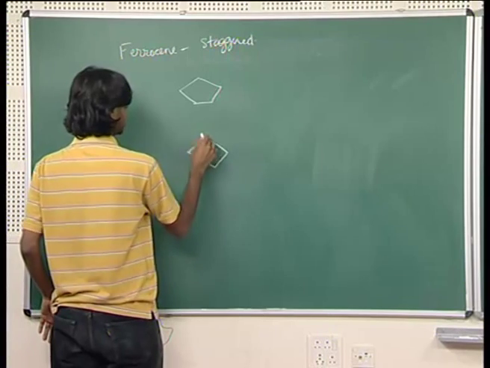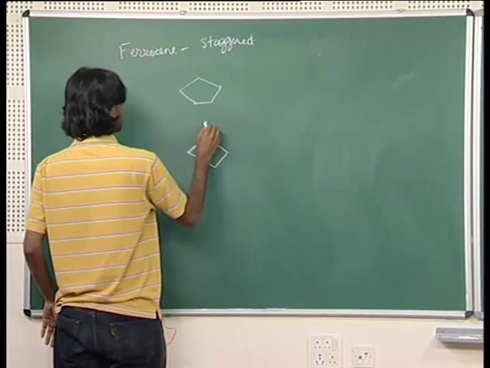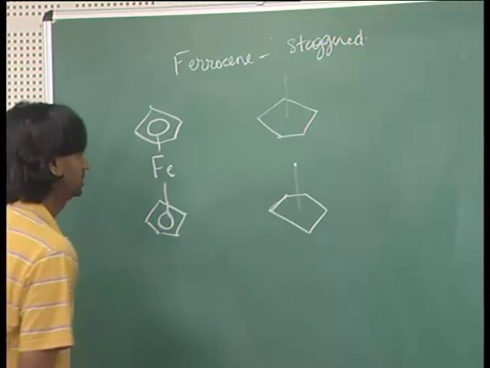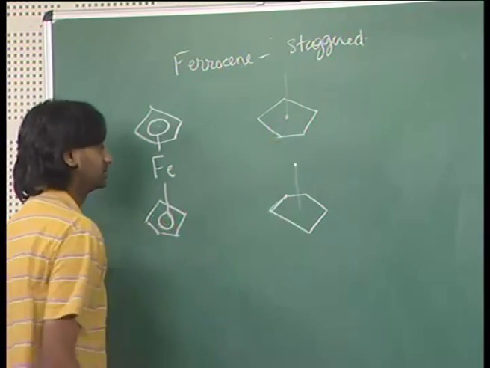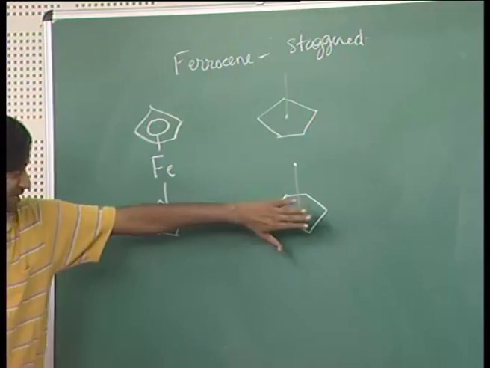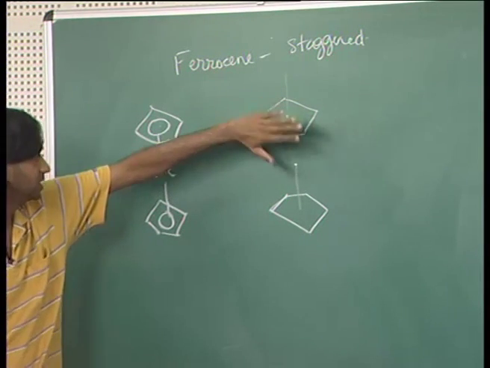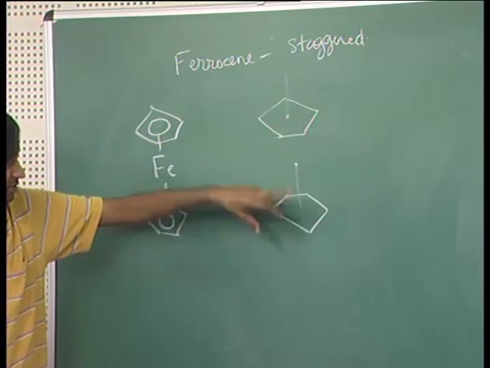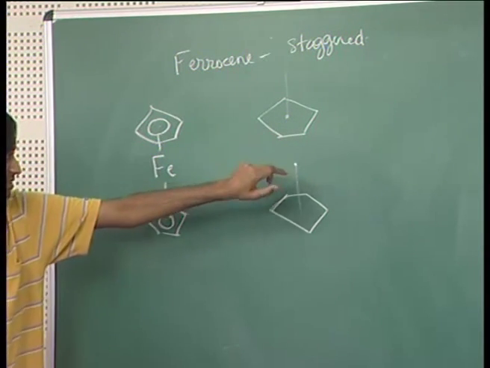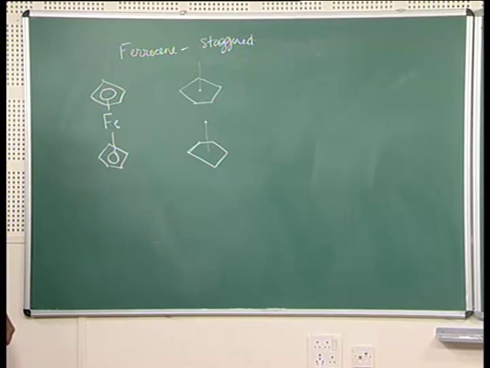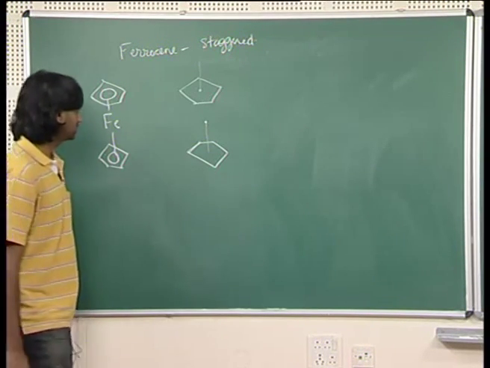So you have this Fe. Now these two pentagons are essentially planes. They are perpendicular to the plane of the board. So you have a pentagonal structure there and another pentagon that is staggered from this original pentagon.